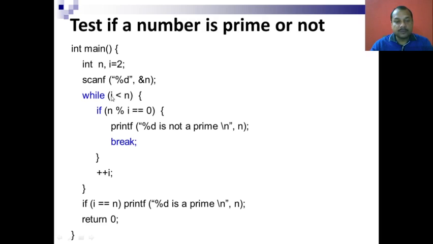The moment I break from this loop because this particular condition is false, that indicates that i equals n, and that also implies that this condition was not true. And if it is not true, which means there was no i by which I can divide n and get a remainder of 0, which means the number is a prime. That's why after coming out of this loop, I am writing: if i equals n, then printf the number is prime.